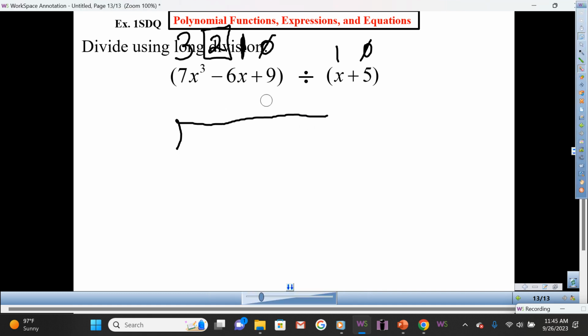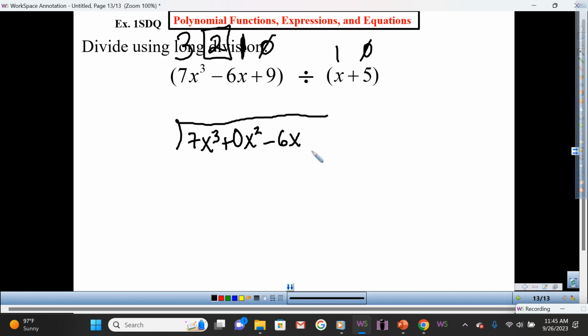Here we go. What is our first term? 7x cubed. What degree is after 3, guys? 2. Do we have one? So we write 0x squared. Since we don't have one, we just write 0 just to save the spot. What's next? Minus 6x, and at the end, plus 9. And then what's our divisor?